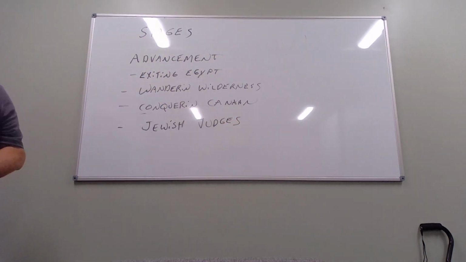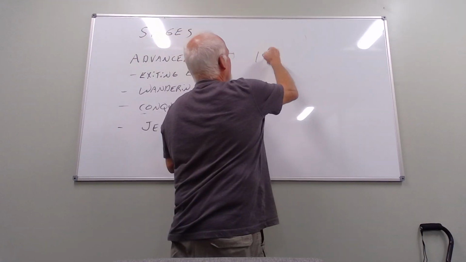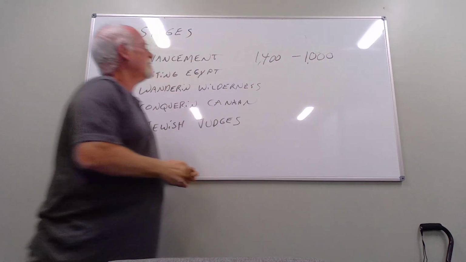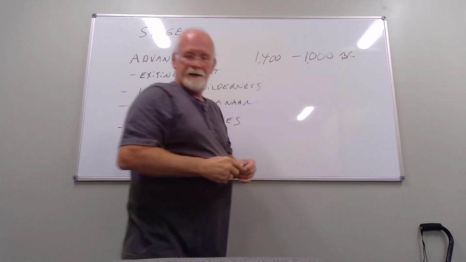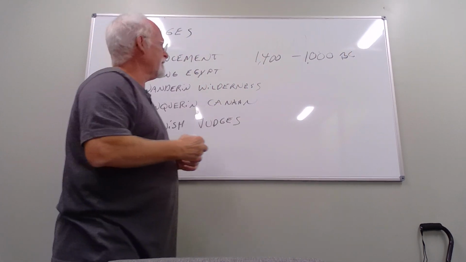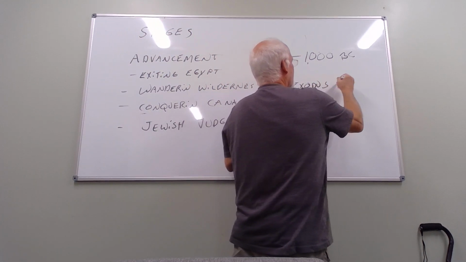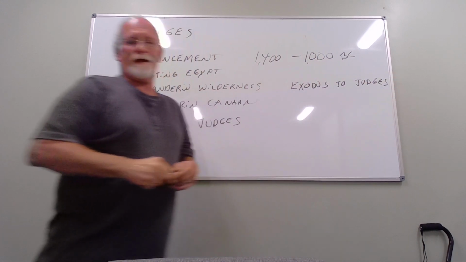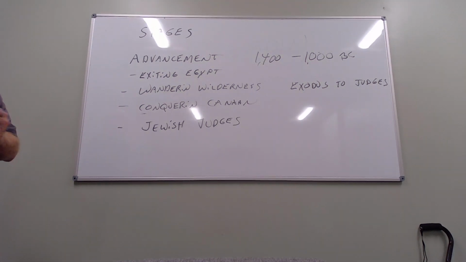This is a very, very interesting period of time, and it's a period of time that is about 1400 to about 1000 BC, obviously. And this is found basically from Exodus to Judges. And this is actually a pretty long period of time as far as things happening in Israel.